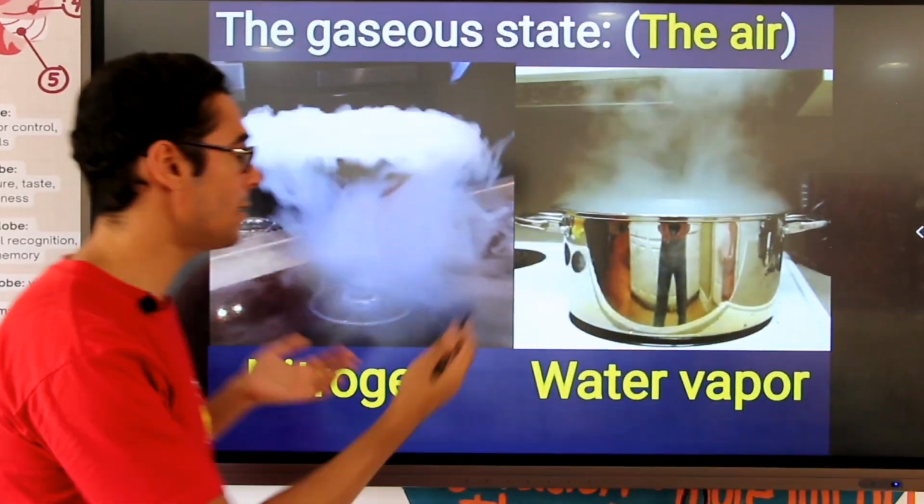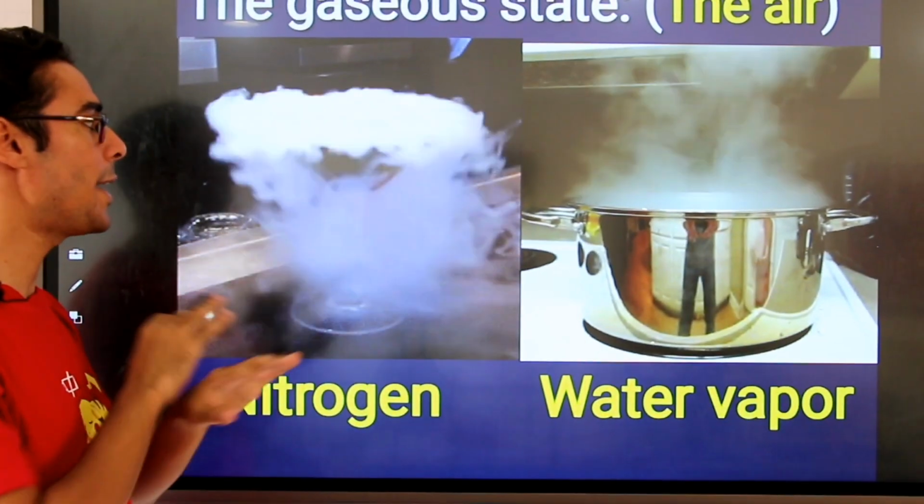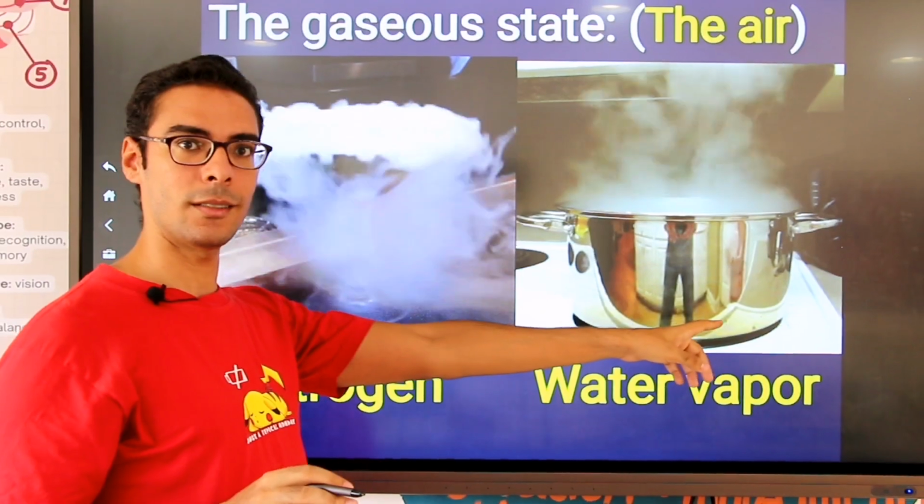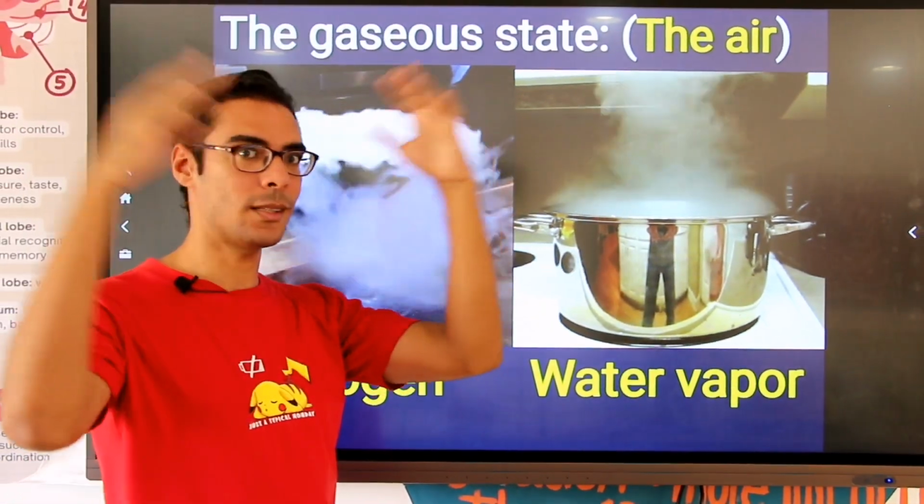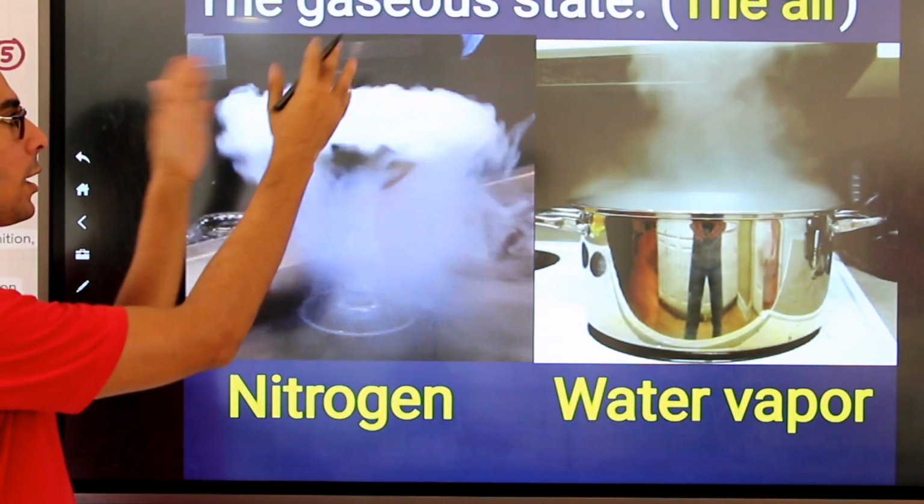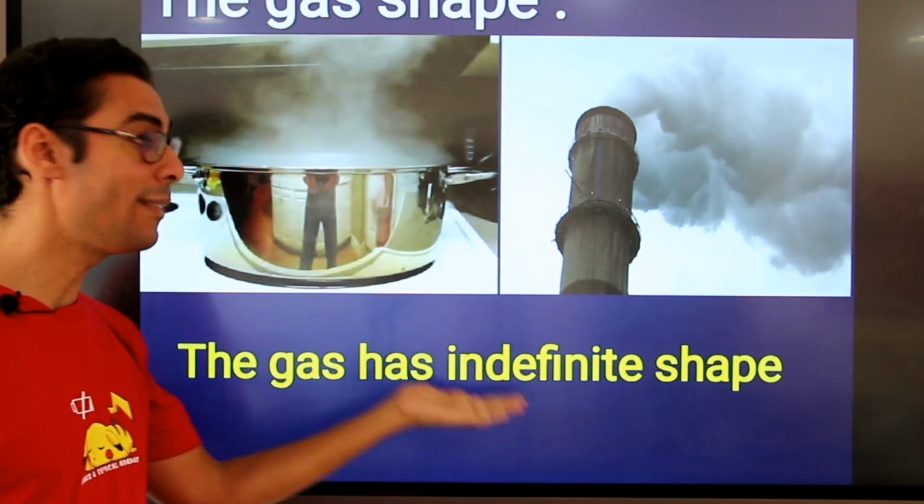This is why the gaseous state looks like that. It has no specific shape. It takes the shape of any container around it. It takes the shape of the container from inside, but when it comes out, it takes indefinite shape. So the gaseous state has indefinite shape.